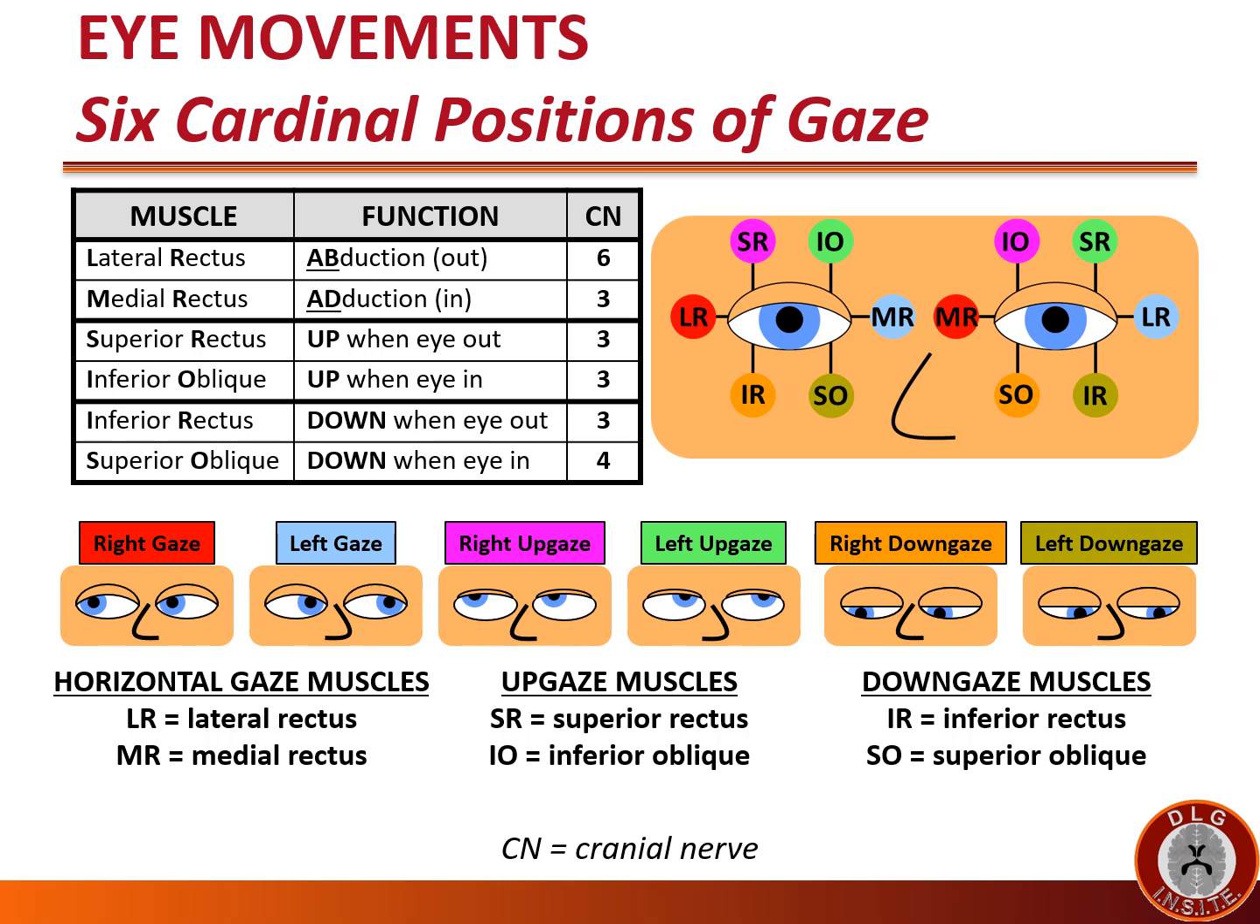Following this pattern, the right down gaze will be right inferior rectus and left superior oblique. And looking left down gaze, left inferior rectus, and right superior oblique. The superior rectus and inferior rectus are both cranial nerve 3, as is the inferior oblique. However, the superior oblique is cranial nerve 4.